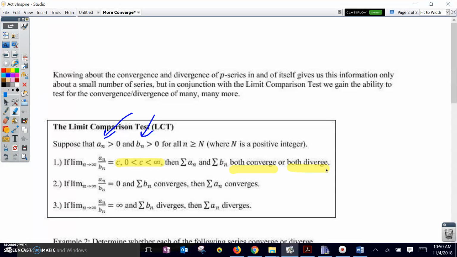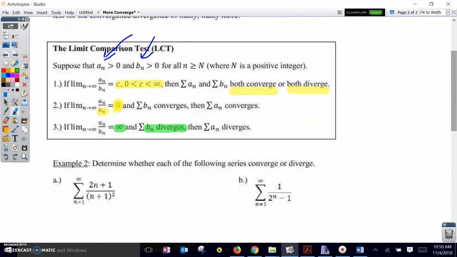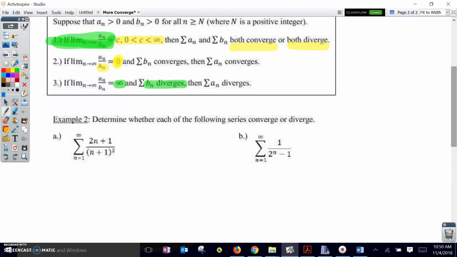If we take the limit of the ratio of two and we end up with 0, and we know the one in the denominator converges, that means the one in the numerator has to converge as well. If we take the limit of a ratio of two and it ends up being infinite, and we know the one in the denominator diverges, then the one in the numerator has to diverge as well. Alright, but usually we will try to force the first situation here. We'll try to come up with something where the limit is going to be some finite non-zero value when we look at the ratio of two things.